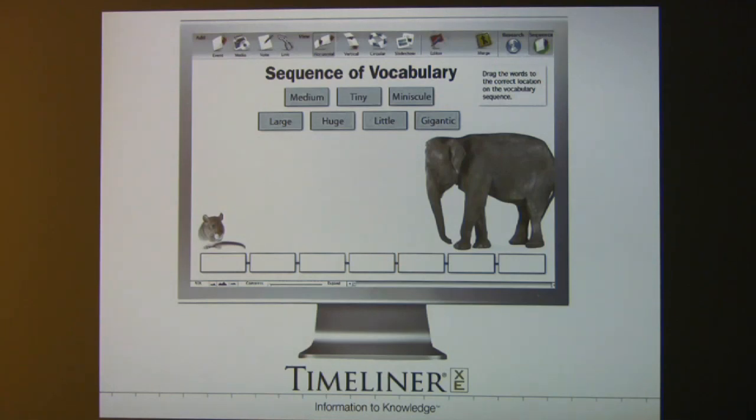This is an example that we got from a specialist in special ed, and she said that it's very important for students to understand the intensity of vocabulary, so to be able to understand the difference between tiny and small versus humongous. So this was a neat example for language arts.